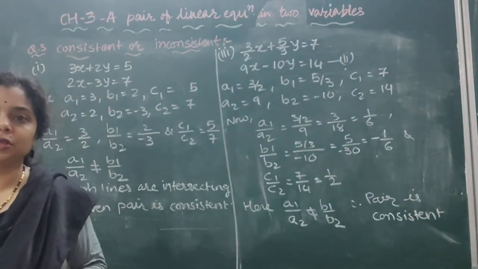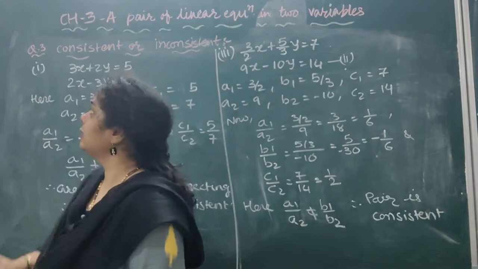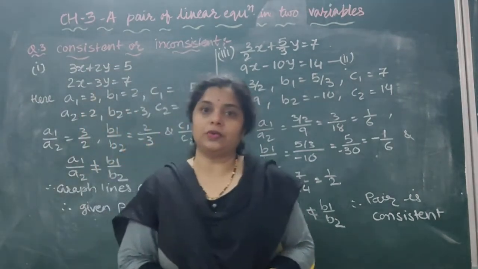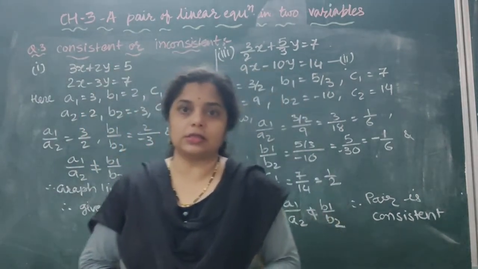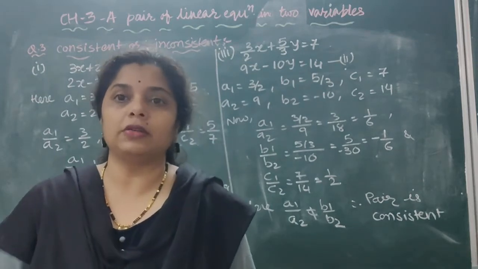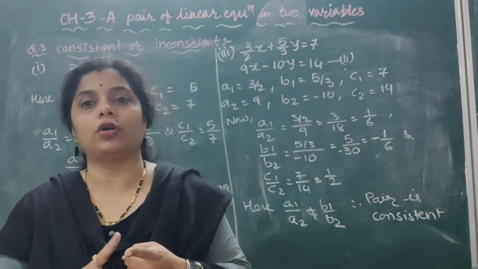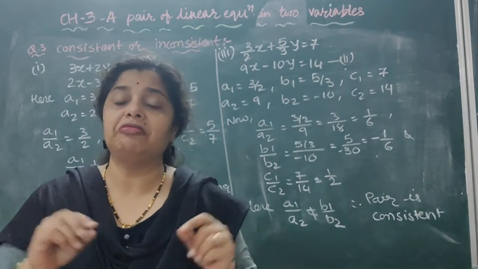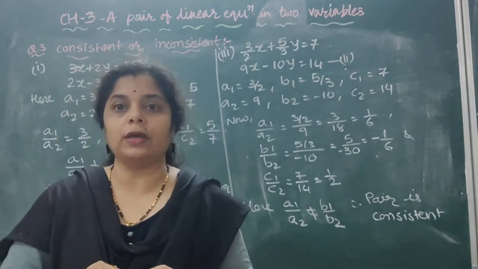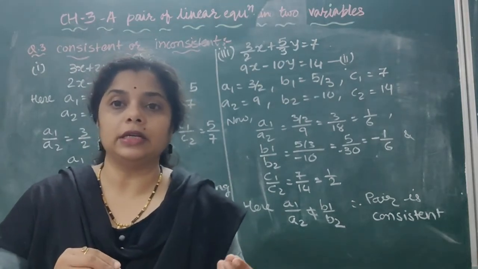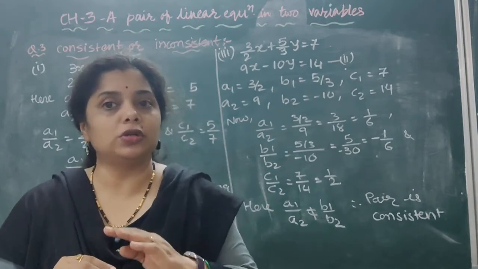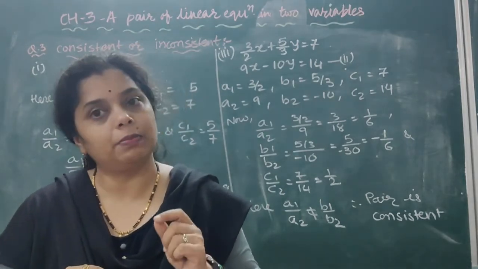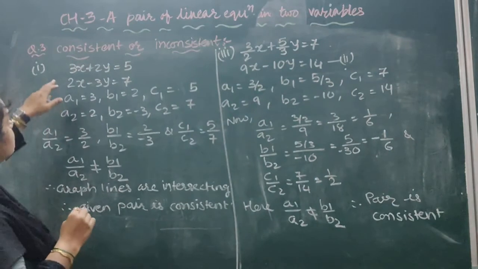Now let's continue with the third question. It asks whether the given pair of linear equations is consistent or inconsistent. So when will it be consistent? When we get an intersecting point or infinitely many solutions. And when will we get inconsistent? When there is no solution, which means the lines are parallel. Okay, so let's see the first case.